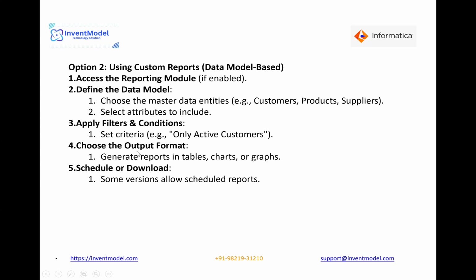Now fourth is choose the output format. So whatever output format we want the report to generate in, that we can also select over here. Then fifth is schedule or download. Some versions allow scheduled reports. So we can schedule the report, that is after a certain time or certain interval, the report would automatically download. So like that we can also schedule the jobs over here.